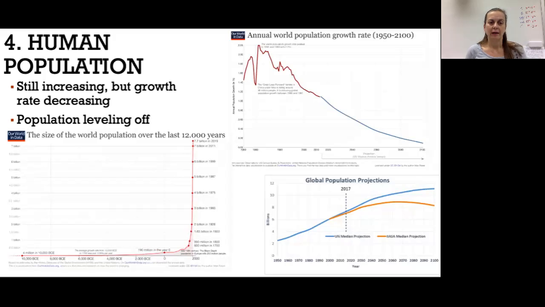Since the Industrial Revolution, our population has skyrocketed as we have been able to produce more food and better sanitation and better healthcare. But that population growth is starting to slow for all the reasons that we talked about during the demographic transition.